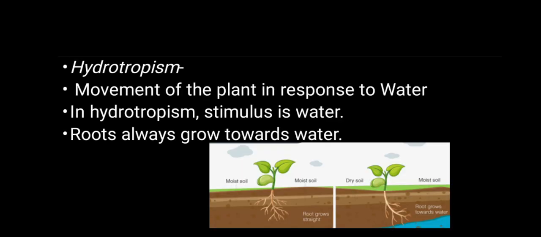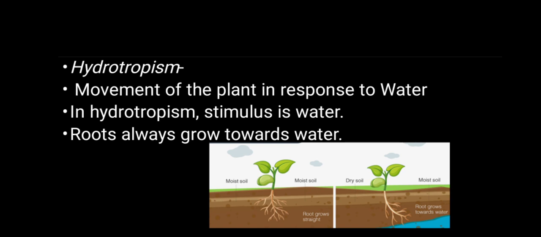Next, we will learn about hydrotrophism. Hydro means water. The movement of a plant part in response to water stimuli is called hydrotrophism. Roots always grow towards the water stimuli, thus exhibiting positive hydrotrophism.